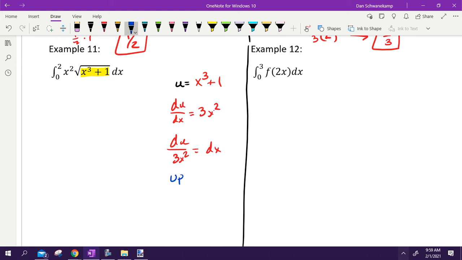The other thing I have to do is change my upper and lower bound. Show me with your fingers, what is your upper bound now going to be? Upper bound is now 9 because I'm taking 2 and plugging it in. 2 cubed plus 1. So 8 plus 1 gets me 9. Lower bound, 1. We're integrating. We are going from 1 to 9. We've got this x squared here still for now. Hopefully we get rid of it if we're doing it right. It's u.